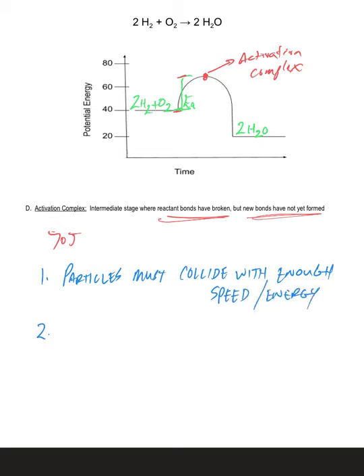And so when those particles are moving around in a particular substance and they're absorbing energy, they have to absorb enough energy in order to collide with enough speed or energy. And so that is the first stipulation of those collisions. The next stipulation is that the particles collide at the correct angle or orientation.